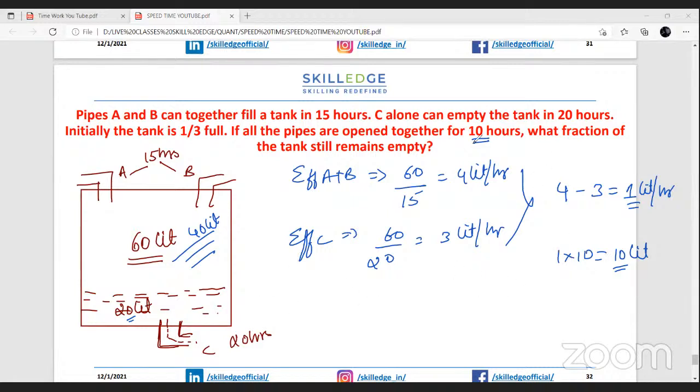Okay. After opening for 10 hours, 10 liters भी मैंने वहां पे भर दिया. तो पहले से 20 लीटर भरा हुआ था, 10 लीटर और भर दिया, तो कितना लीटर भर दिया टोटल? 30 liters. Out of 60 liters, 30 liters has been filled.